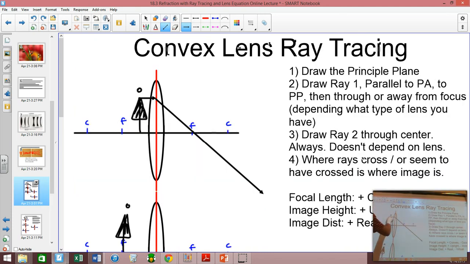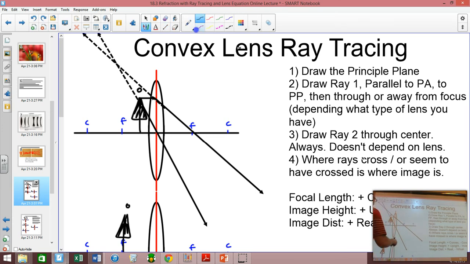Ray number 2 is going to go right through the center. So here's our scenario. These are diverging, and you have to trace them backwards. You're going to have to trace them back to see where they cross, and they look like they cross right here. And here is where my image is. So this is how a magnifying glass works.